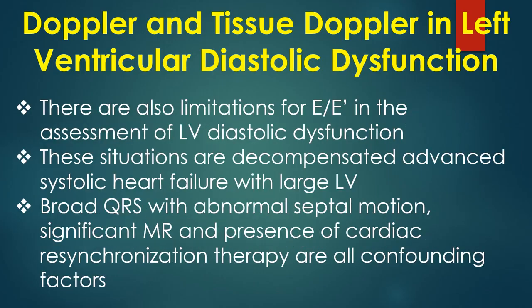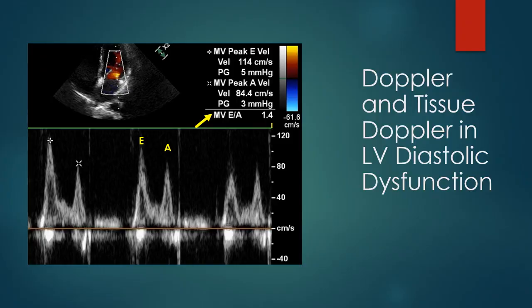There are also limitations for E by E prime in the assessment of LV diastolic dysfunction. These situations are decompensated advanced systolic heart failure with large LV, broad QRS with abnormal septal motion, significant MR, and presence of cardiac resynchronization therapy, which are all confounding factors. Though the E by E prime ratio is increased in this case, there is no E by A reversal, which is the more commonly used indicator of left ventricular diastolic dysfunction.